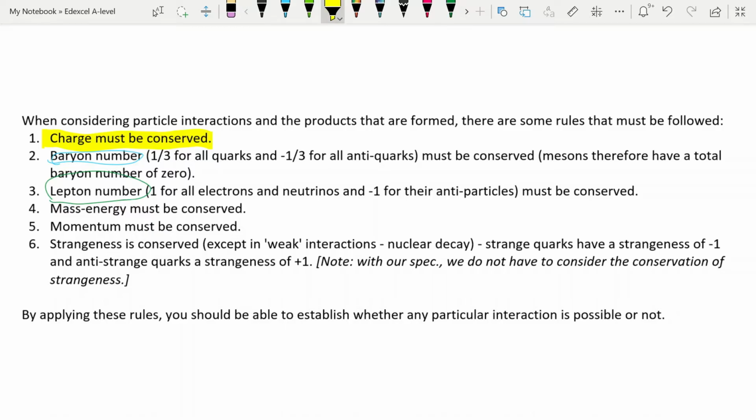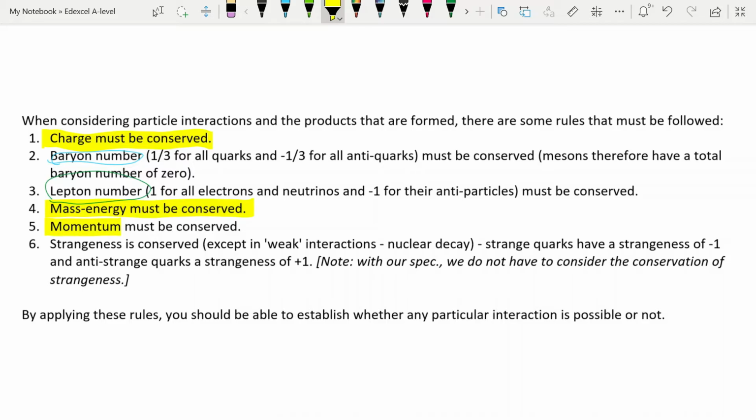The next two are sometimes trickier to establish. So mass energy has to be conserved. Well, we know that energy is always conserved. How do you know if energy is conserved, or mass energy in this case? That's difficult to know unless you're given some numbers for mass and energy. There may be situations where you are given the mass of particles that goes in and their kinetic energy, and whatever mass and kinetic energy comes out, they have to add up. That would be a fairly complex question, but it is possible.